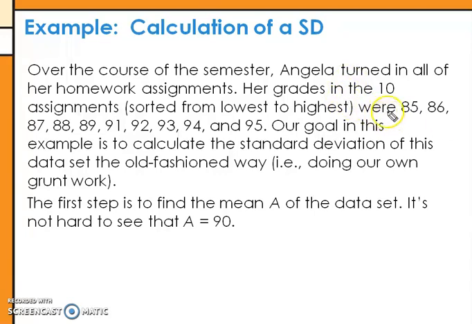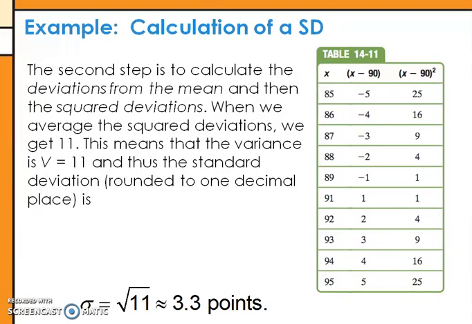Okay, so here's one. We have 10 grades on assignments. An 85, an 86, 87, 88, 89, 91, 92, 93, 94, 95. Alright, so first thing we need is her average. So add them all up and divide by 10. So it looks like the average is 90. And so knowing that the average is 90, for every single data point we'll go and say her score minus the average. So this one was 5 points below the average.